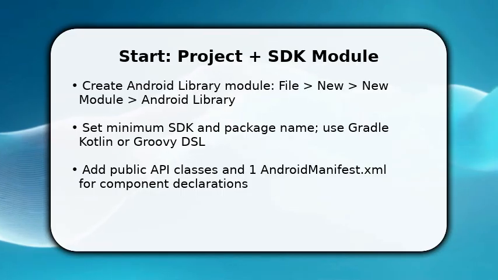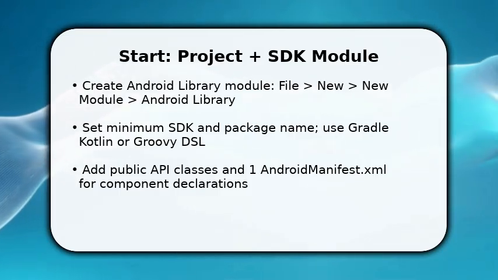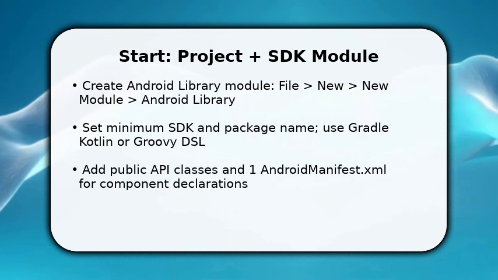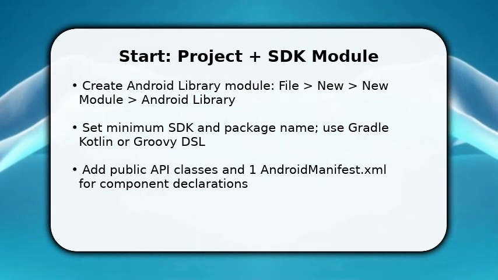Next, create the public API surface, interfaces, models, and any service classes, and include a minimal Android manifest XML for permissions or exported components. Make sure to separate implementation details into internal packages to avoid breaking consumers later.